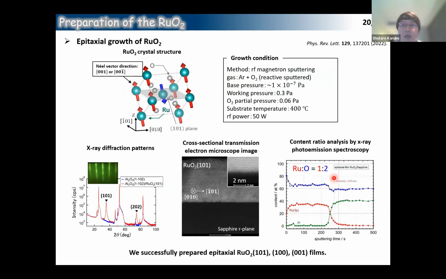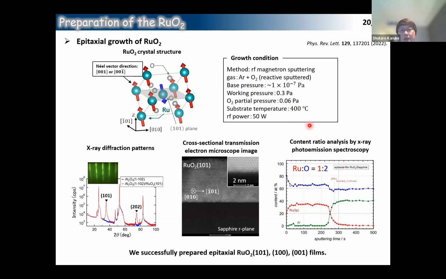For the oxide, we employ RF magnetron sputtering. This sputtering enables us to prepare epitaxial ruthenium dioxide on single crystal substrates like sapphire or MgO. So these conditions ensure the growth of high-quality ruthenium dioxide thin films on the chosen substrate.